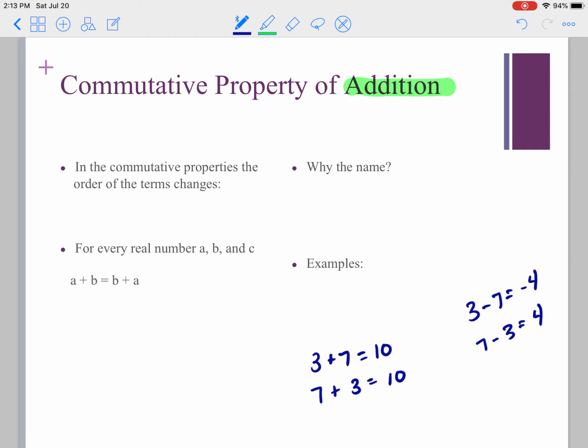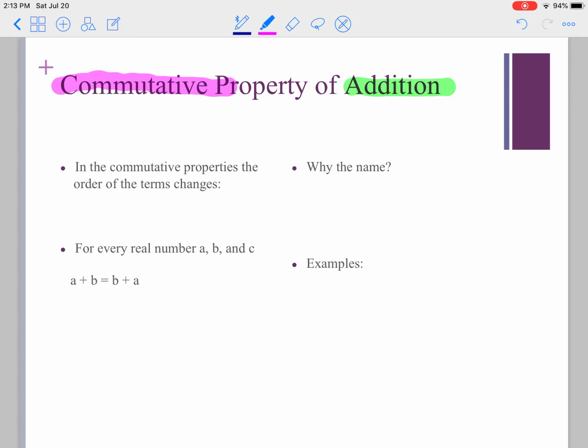Therefore, we have to make sure that we really focus on the commutative property being for addition only, not subtraction. And so looking at the commutative property, what this is saying is that the order of the terms can change, but the value of the solution or the result does not. And if you need to remember the name commutative, it's going to be important that you remember the names of these properties and what they actually are referring to within an equation or an expression.